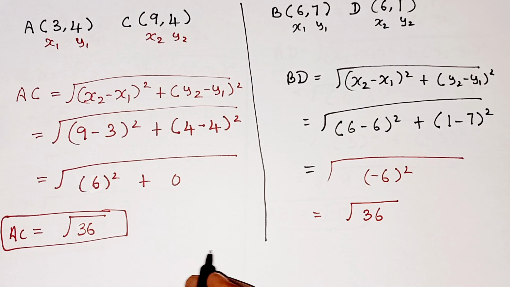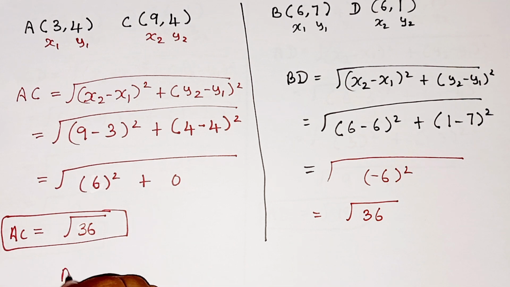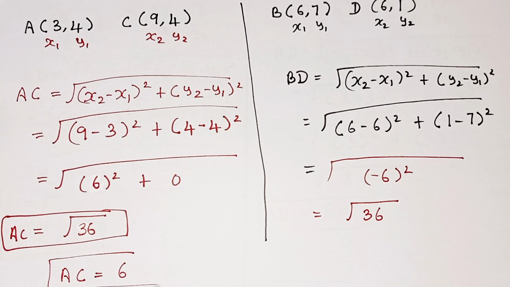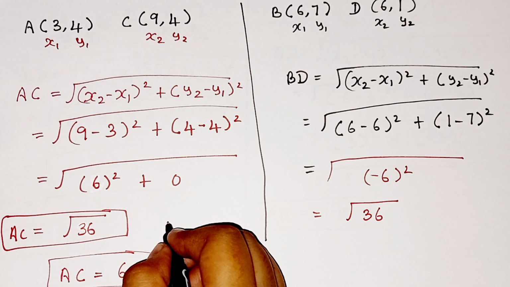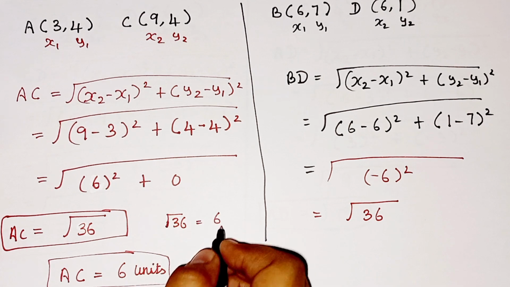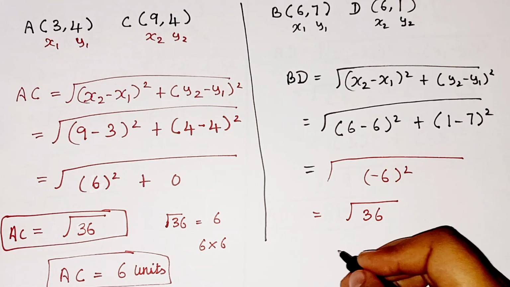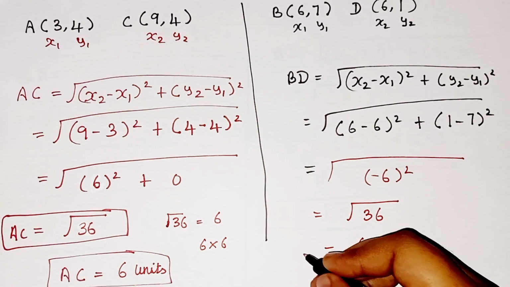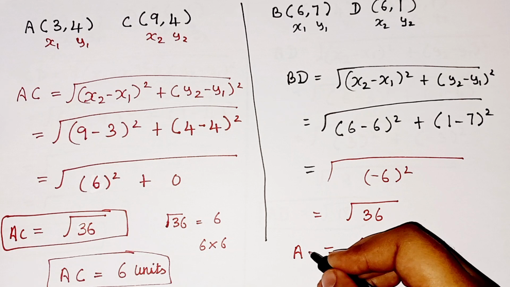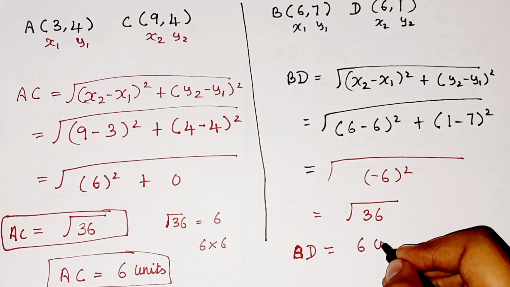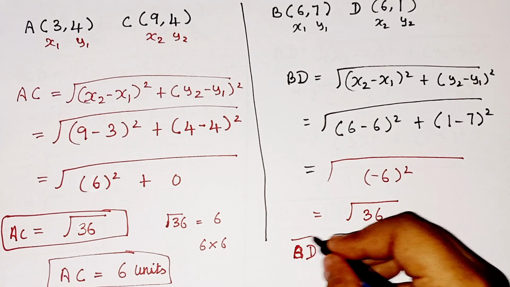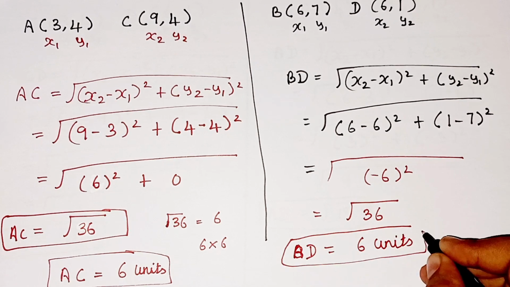One more thing I would like to say is, root 36 we can actually write as 6, isn't it? If you want you can write units as well. Why? Because root 36, if we write 6 that is enough, because 6 into 6 is 36, right? That is the reason. So here also it is 6. This is the BD value. Finally we got the diagonals value, that is 6 units.